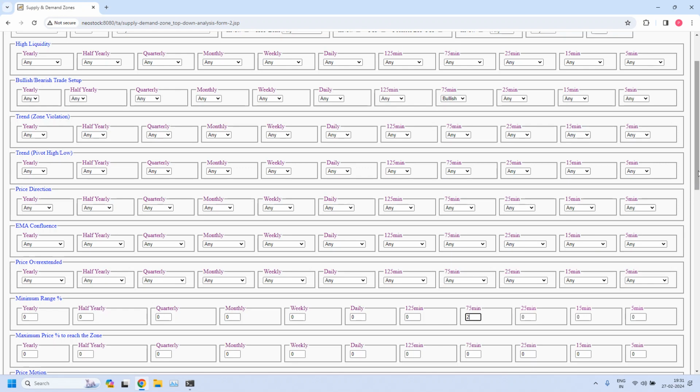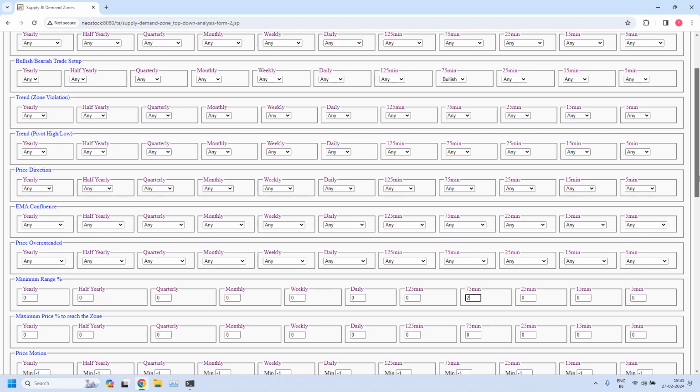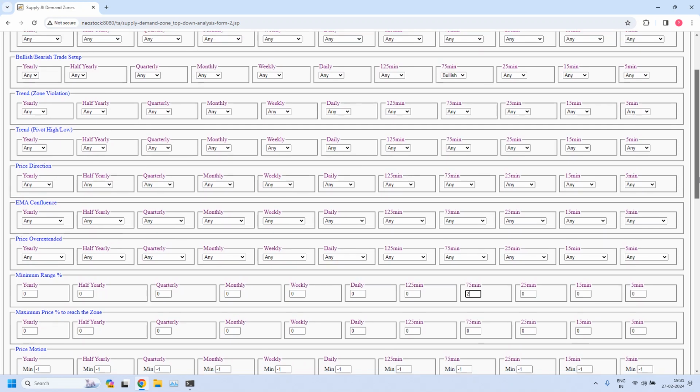And here we will generate 2 reports. One is stocks near to the demand zone, 1% near and 2% near. If sufficient number is not there, then we will go for 3%. Otherwise, we will limit to 2%. So that's why maximum price percent to reach the zone at 75 minutes. The first report, let us check 1%. That means stocks 1% near to the demand zone.